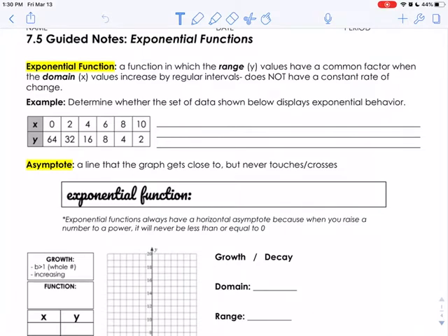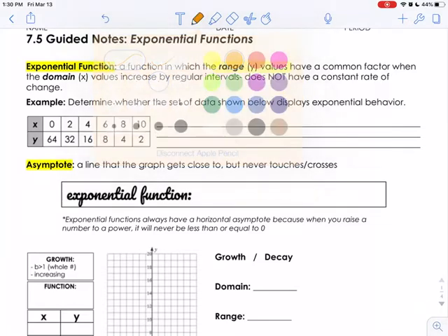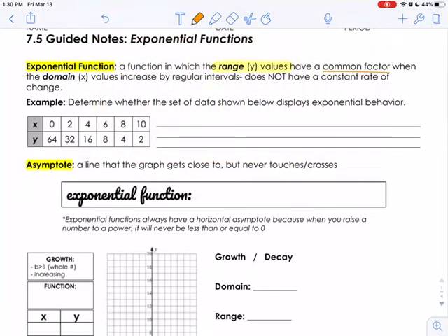So the definition we're going to work with is that it's a function in which the range, and the range are the y values, they have to have a common factor when the domain, which are the x values, increase by regular intervals. So an exponential function is a function that does not have a constant rate of change. If you remember back to lines or linear functions have a constant rate of change, which is the slope.